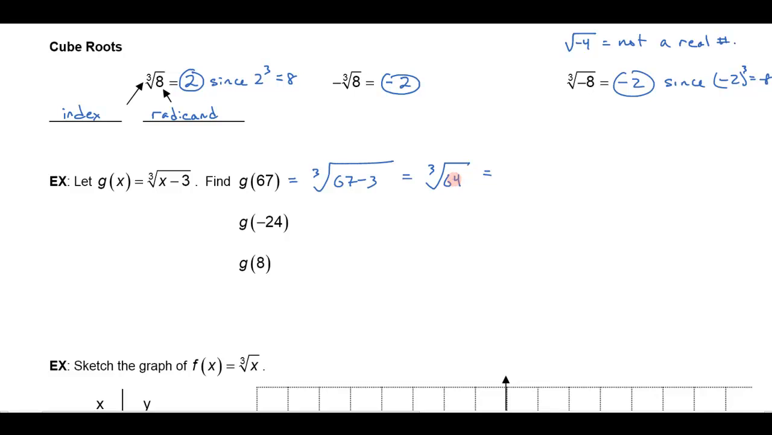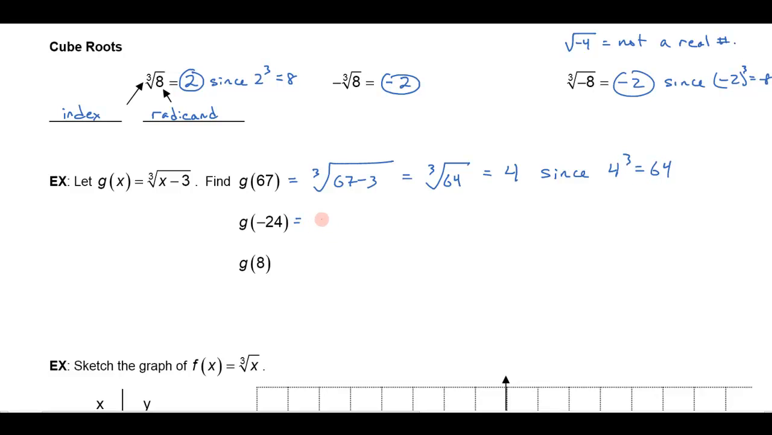And so I have to think, well, what number do I multiply by itself 3 times to get 64? Well, 2 times 2 times 2 is 8. 3 cubed, 3 times 3 times 3, is 27. 4 cubed, 4 times 4 is 16, times 4 is 64. So this is going to be 4. Again, that's because 4 to the third power is 64.